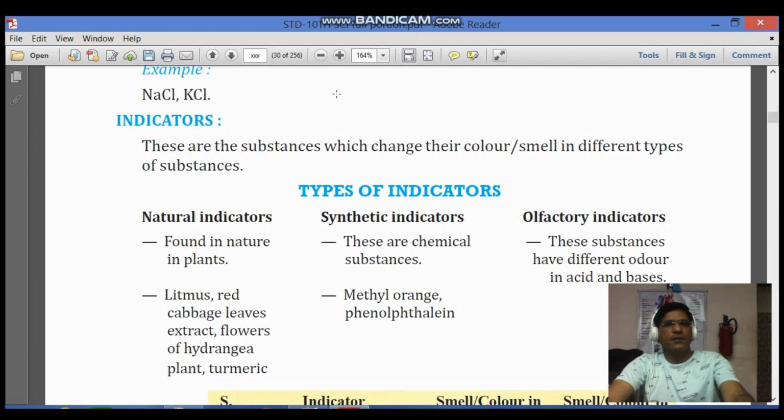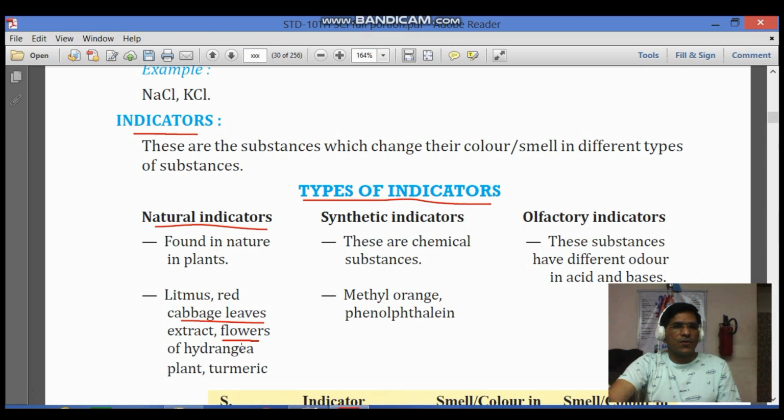So today we first want to understand the definition of indicator, then the types of indicator. There are three types. One is called natural, that is, found in nature. If you smell a rose or a marigold, these are all related to natural indicators. Or the leaf of red cabbage, the flowers of the hydrangea plant, which needs a maximum of water, a marigold-type plant, and turmeric, which we already use in our kitchens.